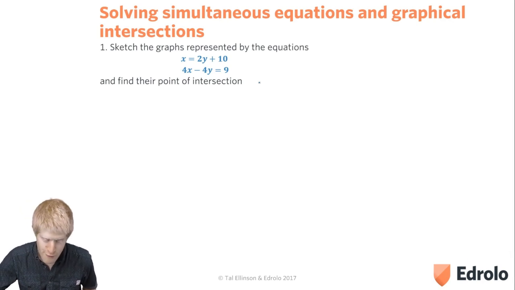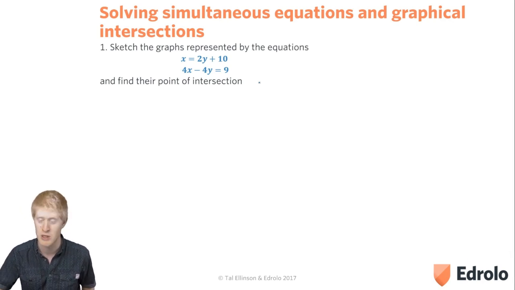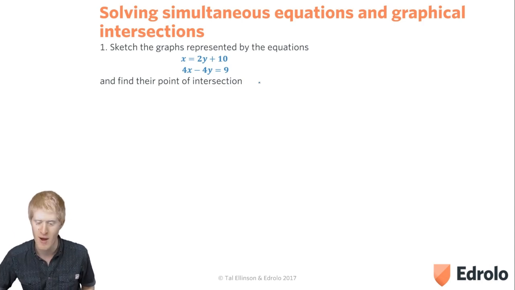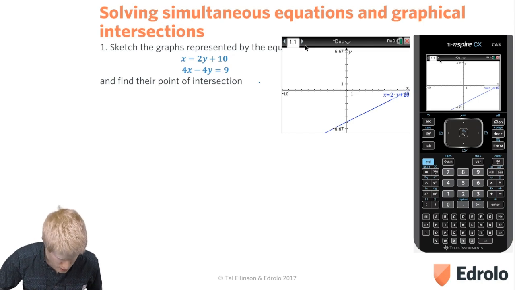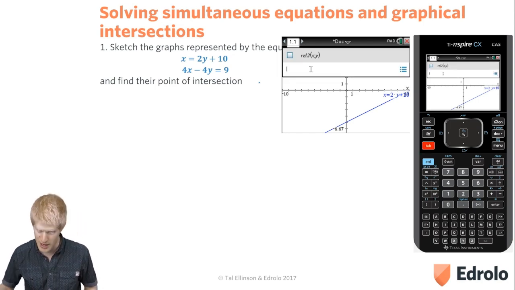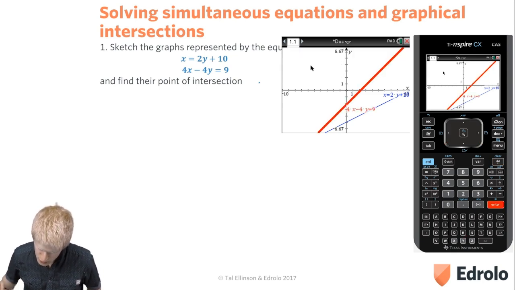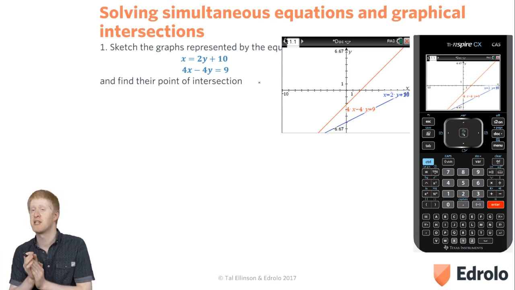What about the other one? 4x minus 4y equals 9. Again, it's not in function form. We're going to write it as a relation. 4x minus 4y equals 9. So again, we go tab to bring up a new equation, and it's already in the relation form. 4x minus 4y equals 9. Draw that. Now we can see that we can't actually see our intersection point.